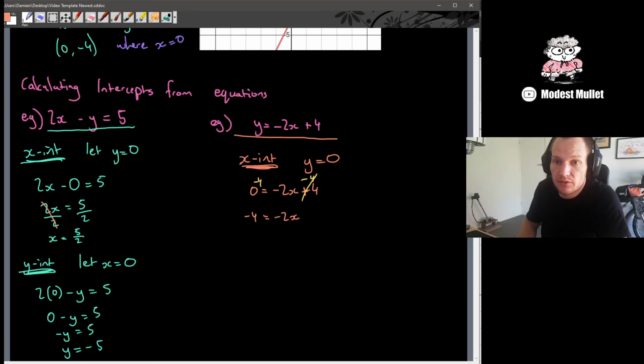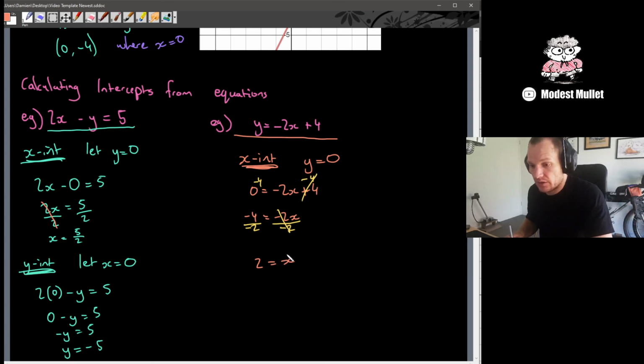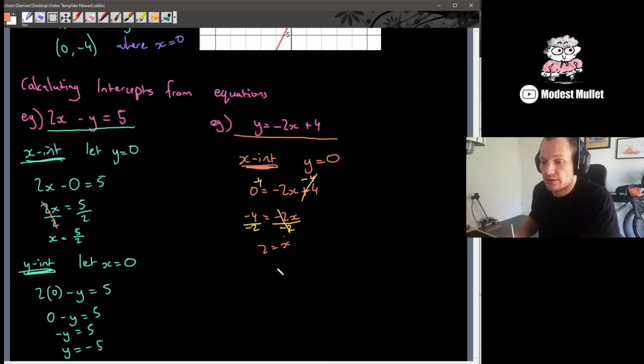How do I move the negative 2x? Well, that's times by the x, so I do the opposite of times, which is divide. So divide both sides by negative 2. That cancels. And I'm left with negative 4 divided by negative 2 gives me a positive, and that gives me 2, so 2 equals x. Let me move that up so I have some space. I get 2 is equal to x.